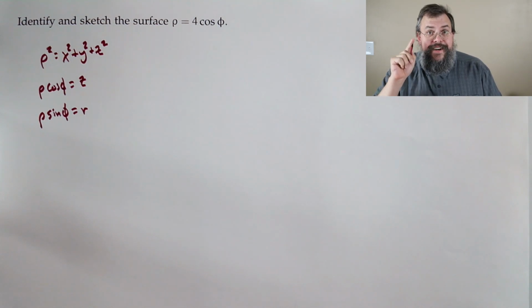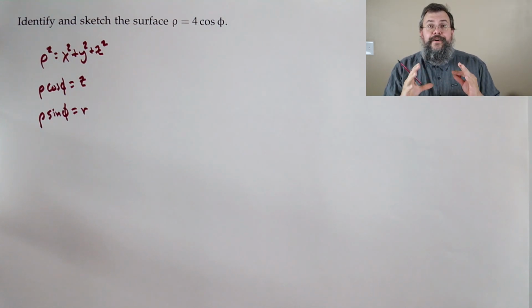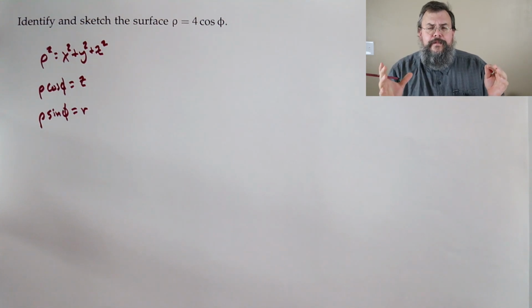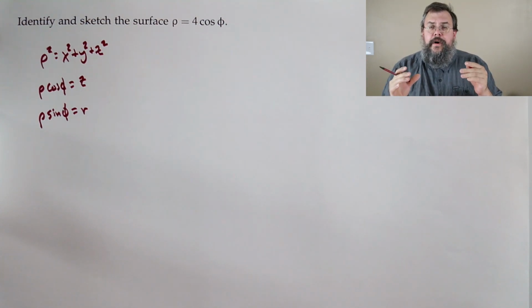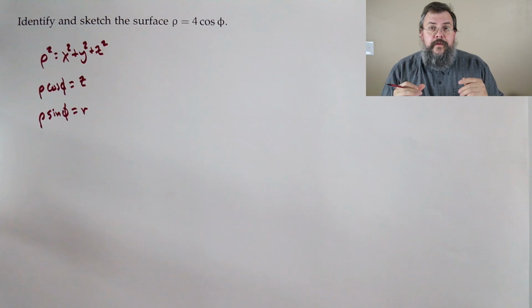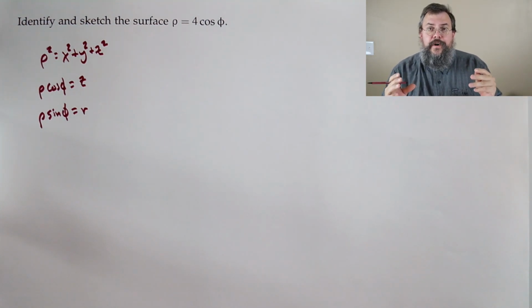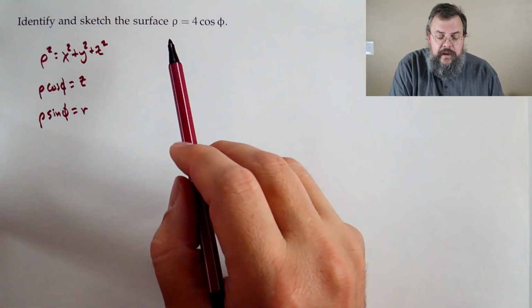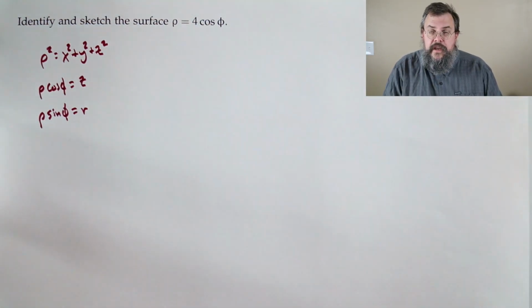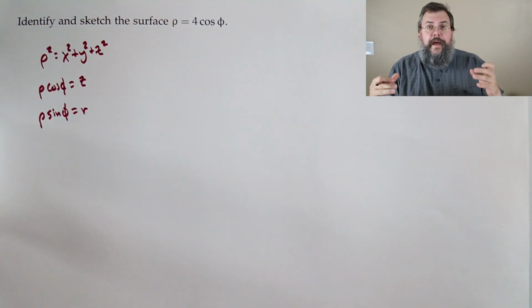An idea. What if we could make cosine phi look like rho cosine phi? Well, how can we do it? Well, it's missing a rho. So we say, okay, let's add a rho. So how do you add a rho? You multiply. Now, as long as whatever we do to one side, we do to the other, we're okay.